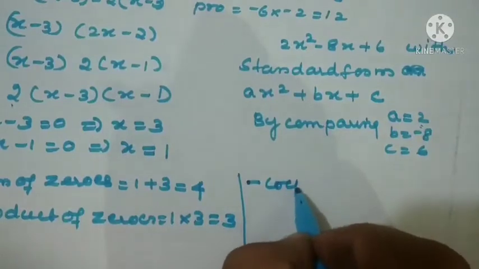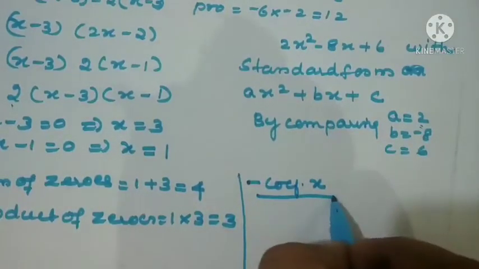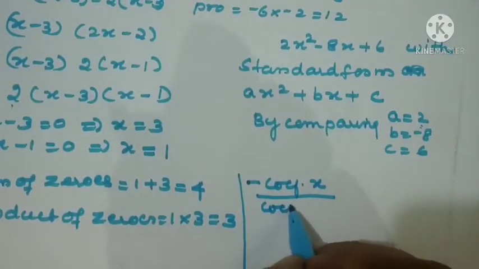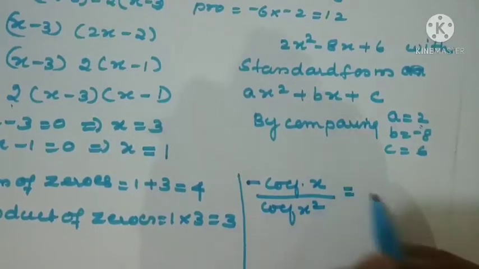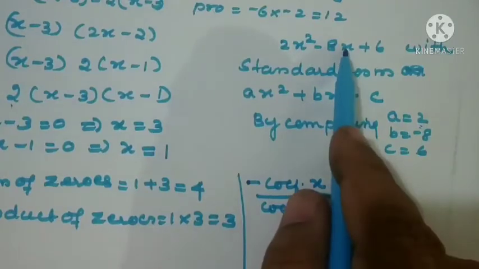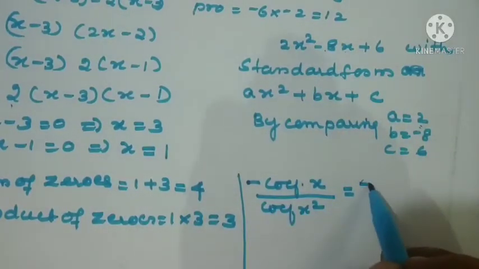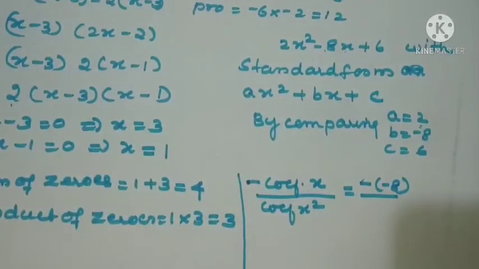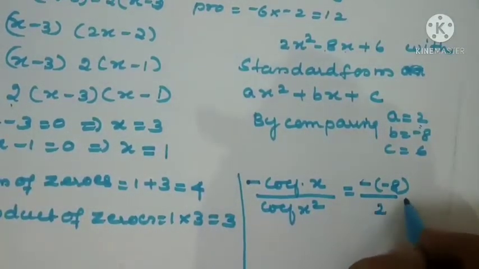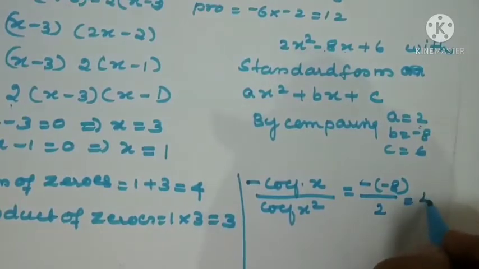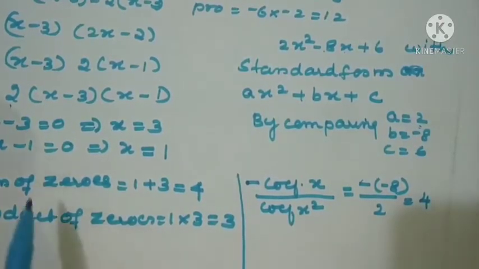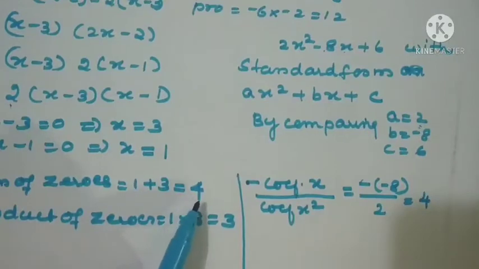Sum of the zeros equals minus coefficient of x divided by coefficient of x square. What is minus coefficient of x? That is minus of minus 8, divided by the coefficient of x square, which is 2. So the value is 8 by 2, which is equal to 4. So now we got the sum of the zeros as 4, and minus coefficient of x by coefficient of x square is equal to 4 only.